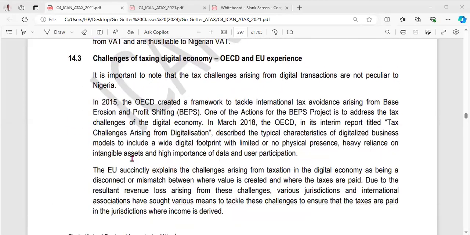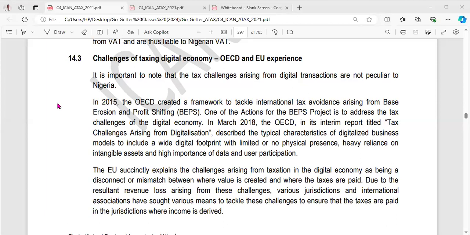Now let's look at the OECD experience and the EU experience when it comes to taxing the digital economy. It is important to note that the tax challenges arising from digital transactions are not peculiar to Nigeria. So let's see, in 2015, the OECD created a framework to tackle international tax avoidance that arises from BEPS, that is base erosion and profit shifting. We talked about that last week in our lecture. One of the actions for the BEPS project is to address the tax challenges of the digital economy.